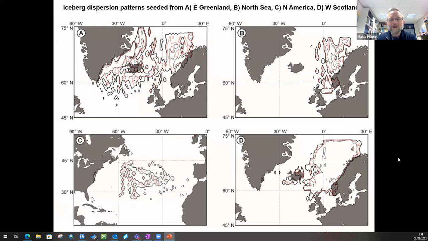You can see it's only really if we seed icebergs inside the North Sea that we get icebergs occupying that space. This is because that narrow seaway to the North Atlantic is not conducive to sucking in icebergs and circulating them in the North Sea. So basically, we think this is good supporting evidence that the icebergs were seeded from within the North Sea, and then they were probably eventually flushed out through this channel and into the North Atlantic. Next slide, please.